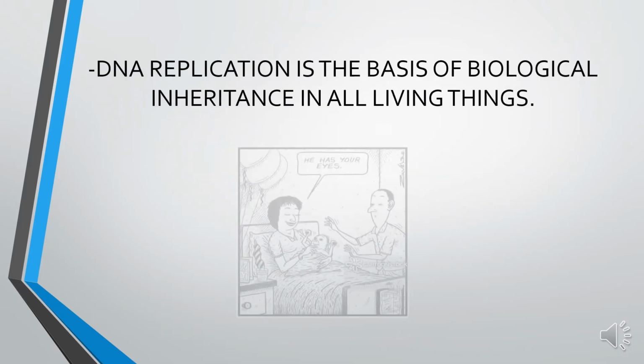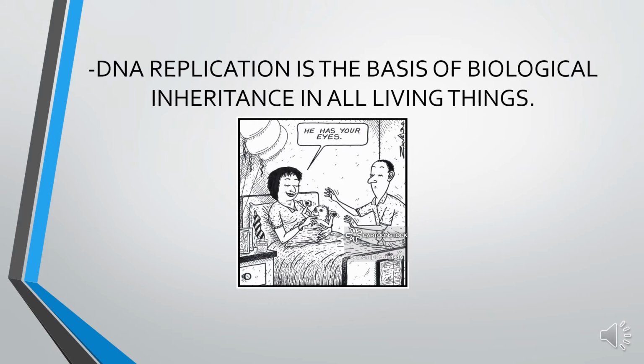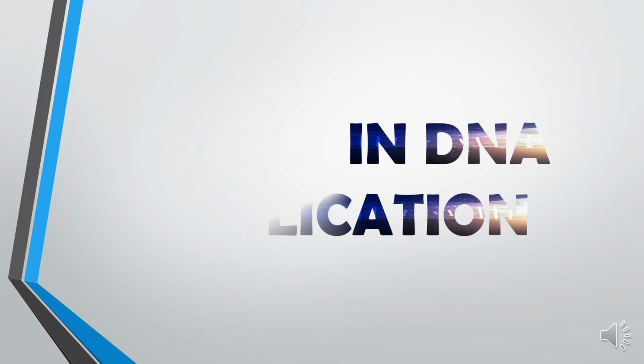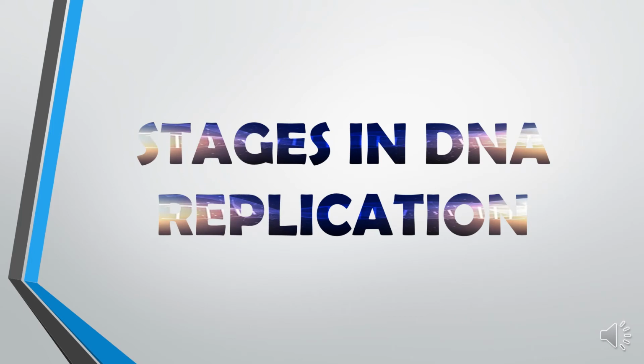And also, DNA replication is the basis of all biological inheritance in all living things. It is the main source of the roots of all inheritance in the physical world and in all those living things. Let's look at the picture. The mother said, "It has your eyes," which means the baby has the traits of his father or the mother. Now let's proceed to the stages in DNA replication.